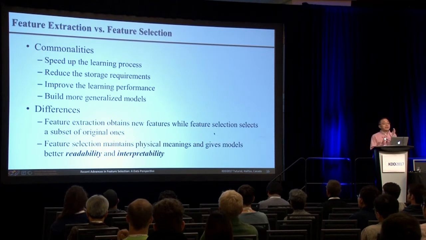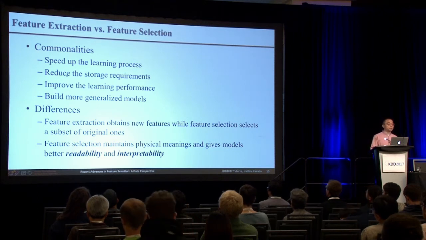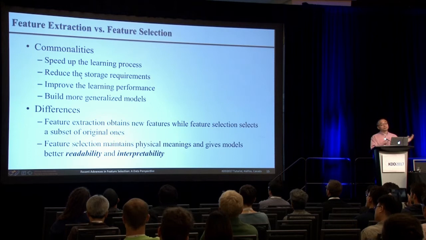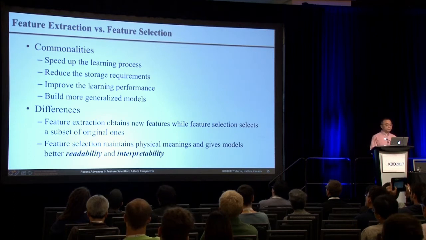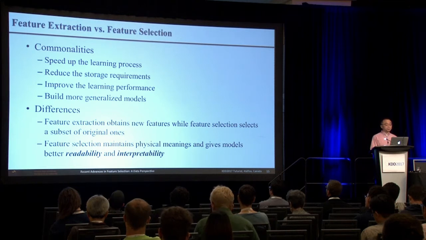It is because we have a lot of irrelevant and redundant features. Usually we have a lot. That's why feature selection helps. So now, the commonalities. I'm sure you're convinced now, right? You can speed up the learning process and reduce the storage requirement. But after you map, for feature extraction, you even improve the learning performance. And if you don't overfit, you will be able to have a generalized model.